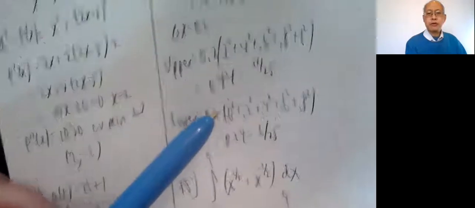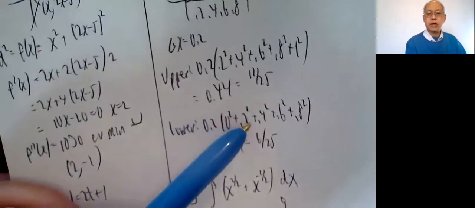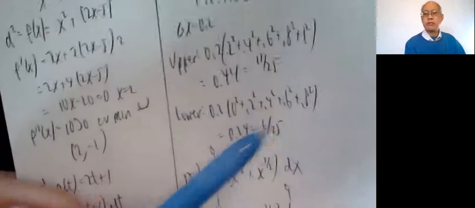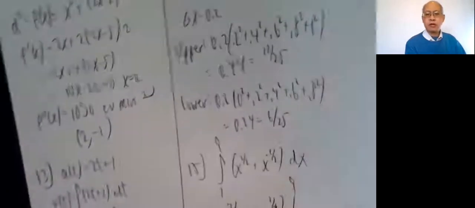Lower estimate, 0.2 times (0 squared plus 0.2 squared plus 0.4 squared plus 0.6 squared plus 0.8 squared), 0.24 or 6/25.